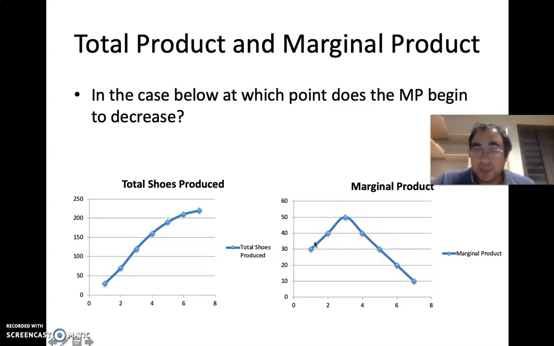How does marginal product change when you add more workers? At first, it increases, and as long as it increases, the total shoes line for different sizes of workforce has an increasing slope. And after a certain point, marginal product is decreasing, and after that point, you have a decreasing slope.